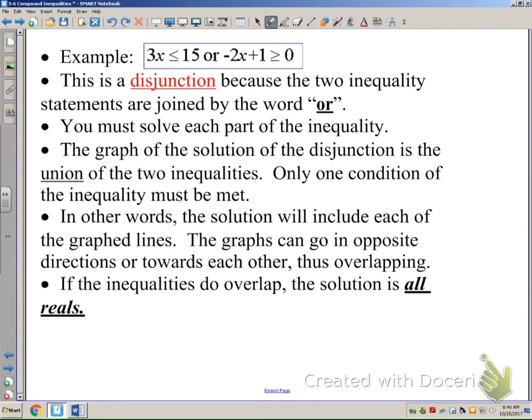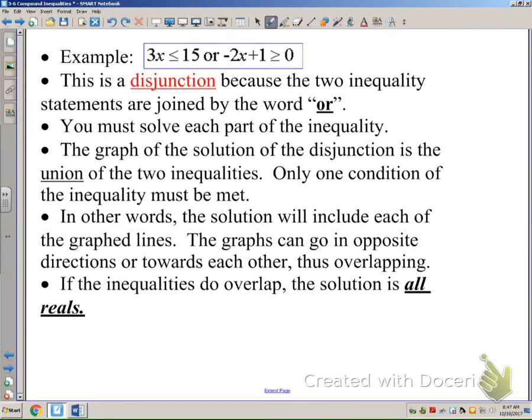So we have more solutions. With an and, it's only these things that happen at the same time. This and this is happening. With or, we can say everything over here is happening or everything over here is happening. So when we graph it, the disjunction is the union of the two inequalities, and only one condition of the inequality has to be met. So that's why there's more solutions. With the and, both conditions have to be met.